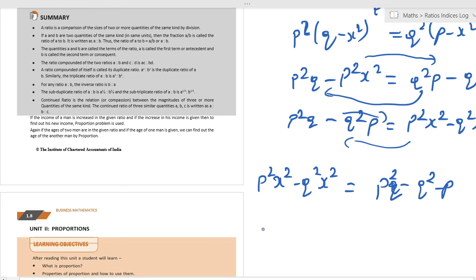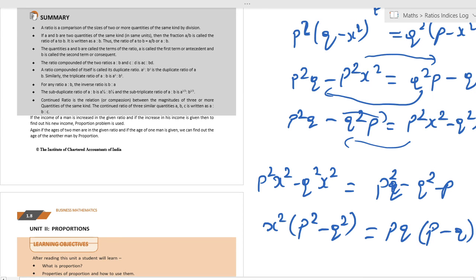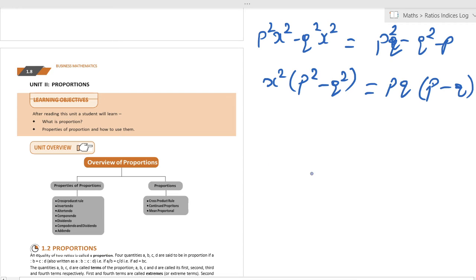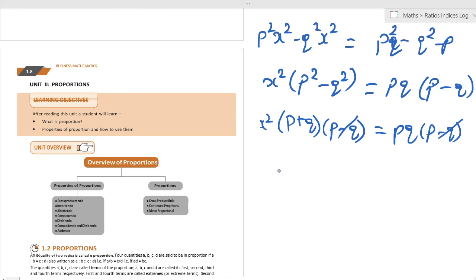So if I take x square as common, it will become x square into P square minus Q square, and on the right side it will be PQ into P minus PQ into Q, that is PQ into P minus Q. So guys, we know A square minus B square is equal to A plus B into A minus B. So now we can simply cancel it and the x square value will be PQ by P plus Q. Answer.